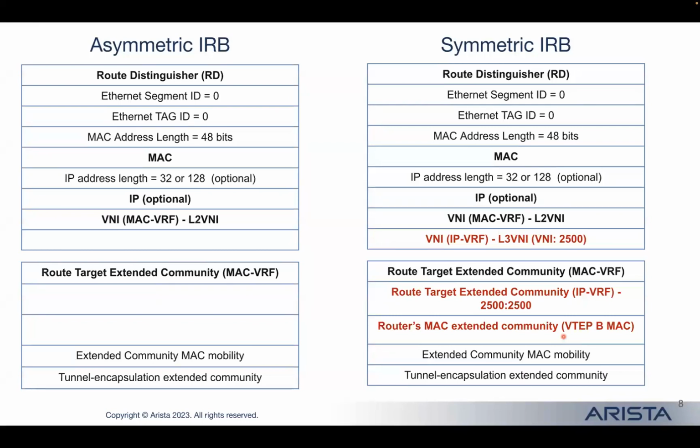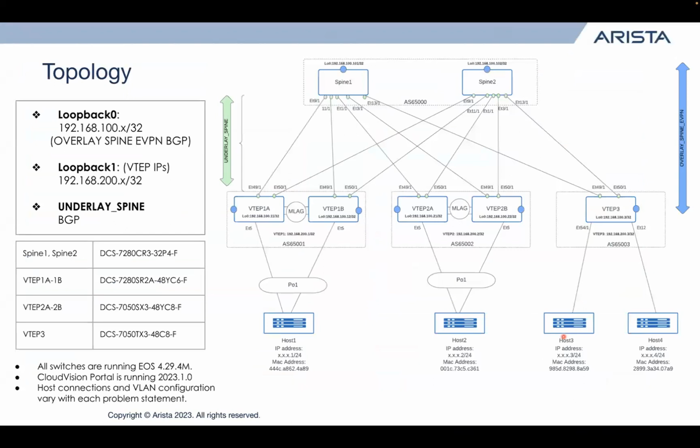So in today's session, we are going to work with symmetric IRB, and we're also going to take a look at the centralized routing model. With that, let's go into our topology for today. As Nilay mentioned, you can also find the topology in the webinar chat, and I do suggest keeping a local copy open just so that you can follow along.